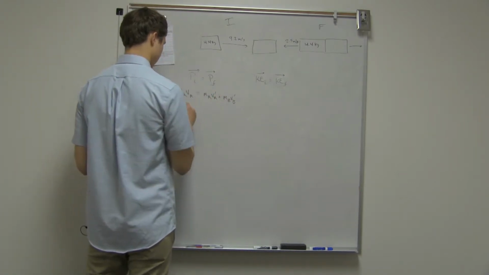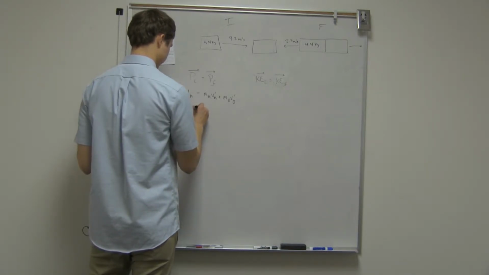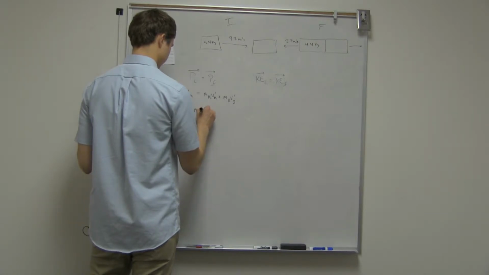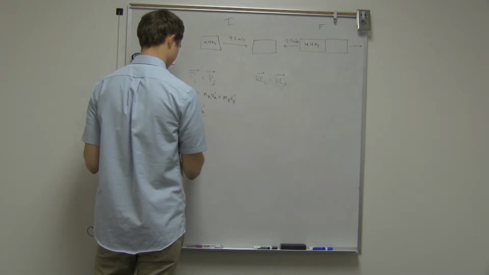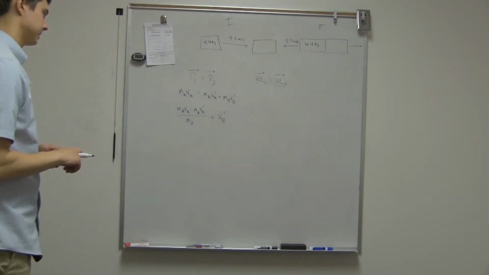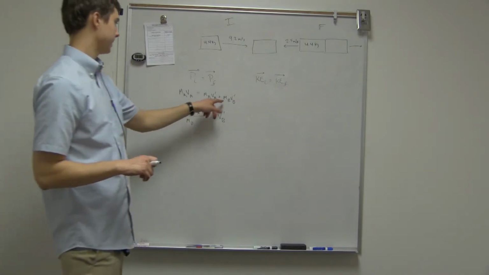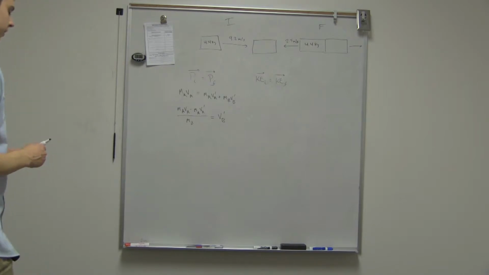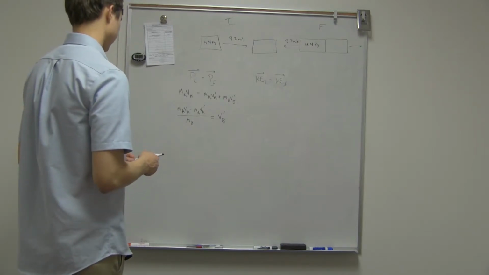So we would subtract this whole thing over. We'd have MA VA minus MA VA prime, divided by MB, equals VB prime. Oh, yeah, we have to divide by MB. Okay, so that's how we can get VB prime by itself. We could have done the same thing with VA prime. Doesn't matter.